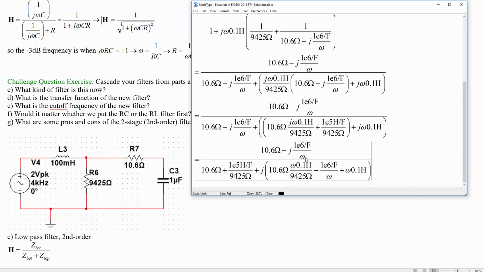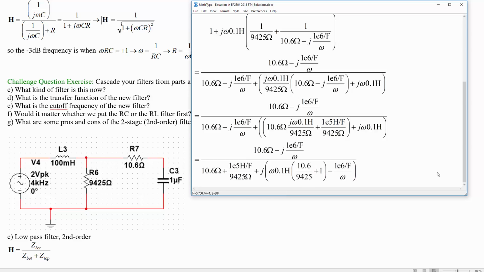Now, to make this just a little bit more clear, you might want to maybe collect the omega times 0.1 into this term. So that'll be 0.1 henries times omega times 10.6 over 94.25 plus 1. And okay, so now let's just double check that this is still low pass filtering.